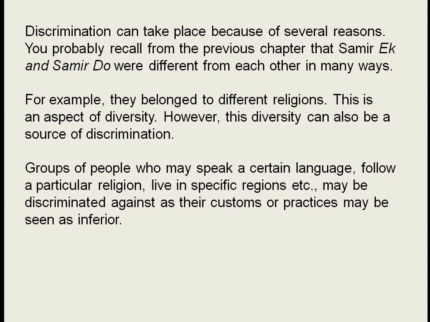However, this diversity can also be a source of discrimination. People discriminate against each other on the basis of religion also. So children, people can discriminate on the basis of religion, Hindu and Muslim, because in the Samir Ek and Samir Do story, one boy was Hindu and one boy was Muslim. A group of people who may speak a certain language, follow a particular religion, live in a specific region, etc., may be discriminated against as their custom or practice may be seen as inferior.